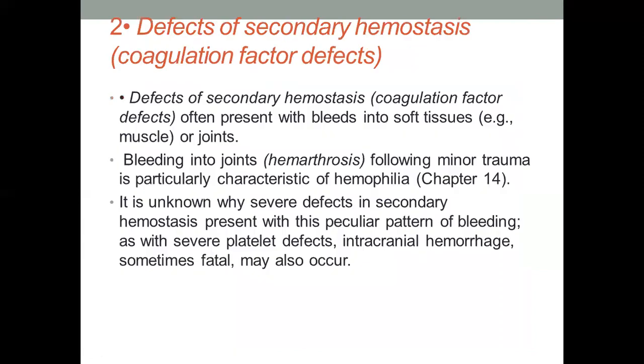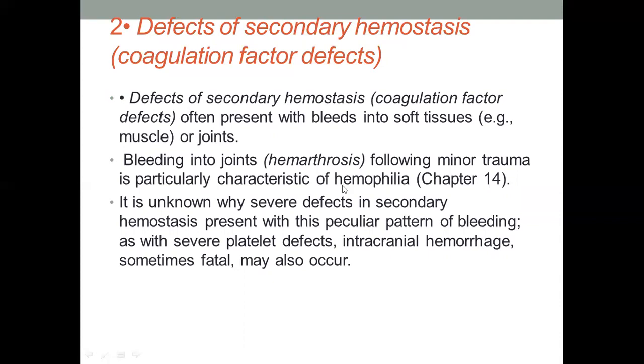Second, defect of secondary hemostasis, coagulation factor defect. Defects of secondary hemostasis often present with bleeding into soft tissue, for example muscle or joint. Bleeding into the joints, hemarthrosis, following minor trauma is particularly characteristic of hemophilia. That is, it may be due to clotting factor deficiency.